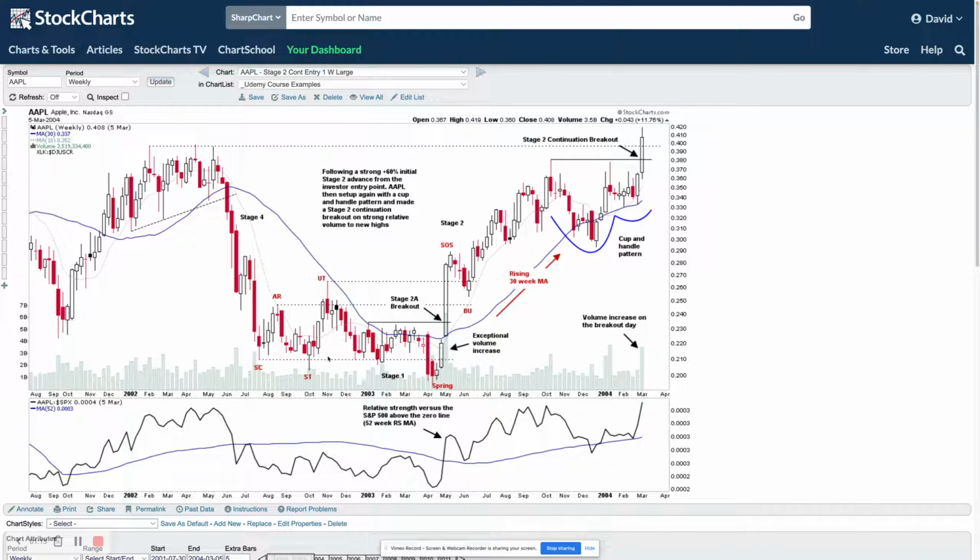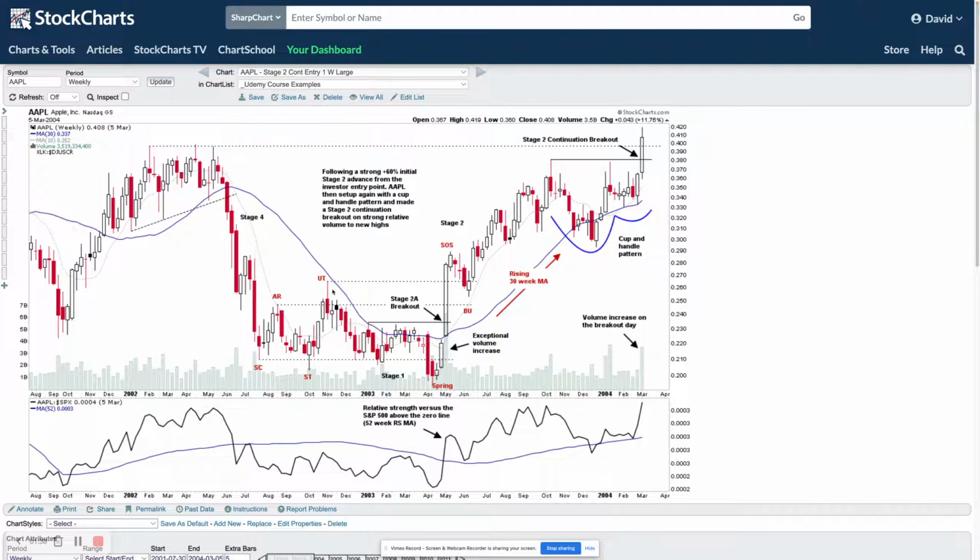This is our stage 1 base down here, which doesn't begin to move into stage 1 until you're much later in the base structure, until you're a good 4 or 5 months into the actual base structure. This part in here is still in stage 4.